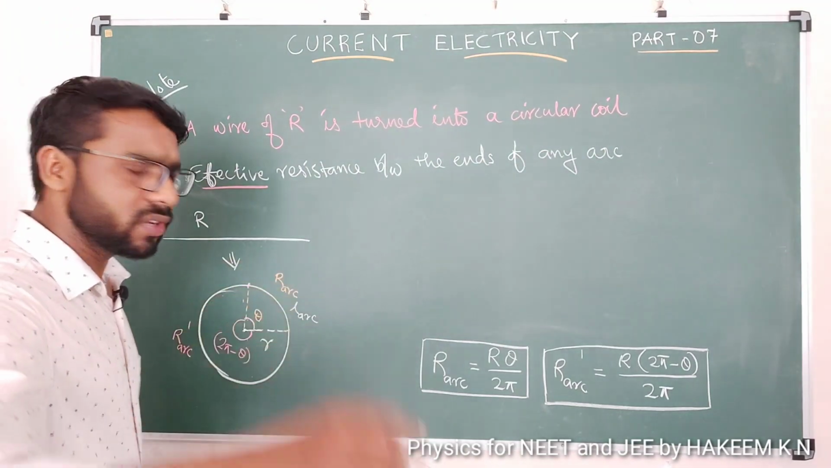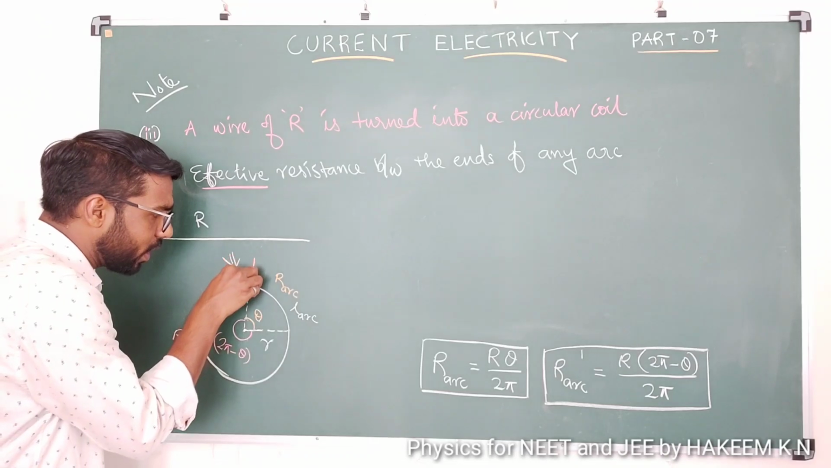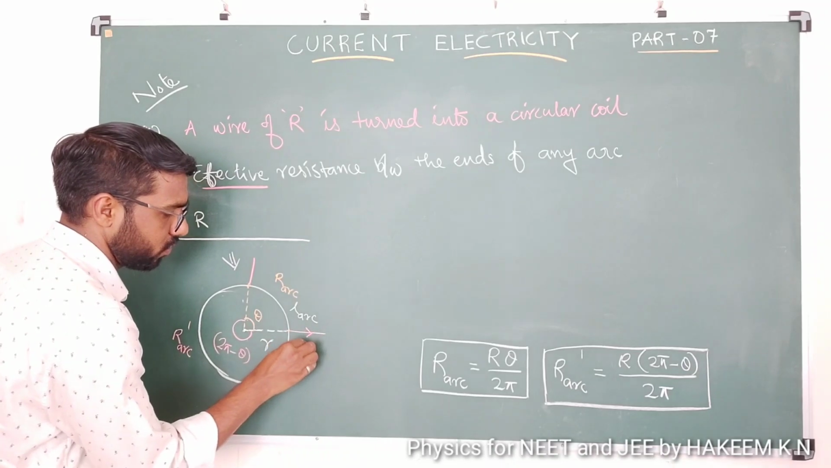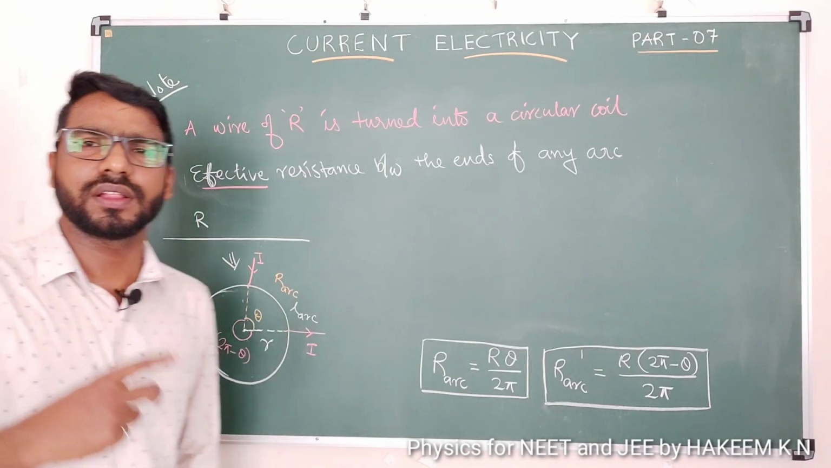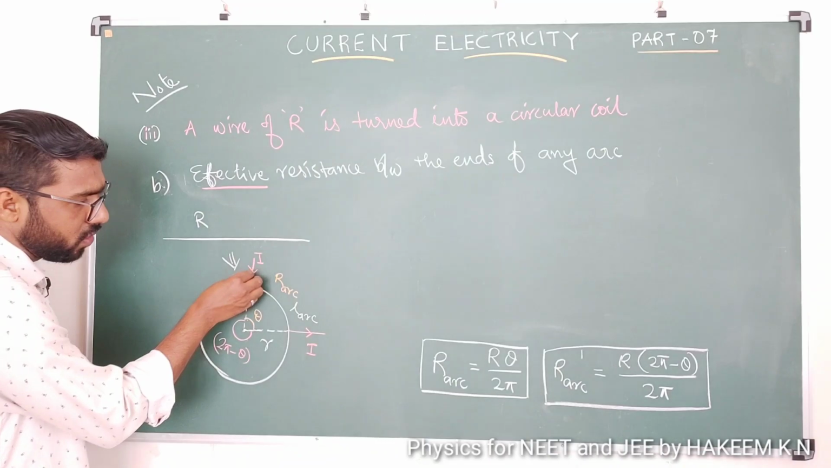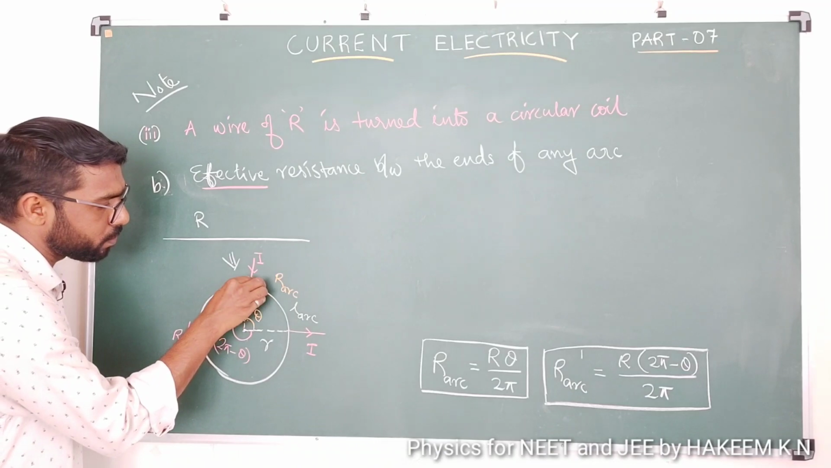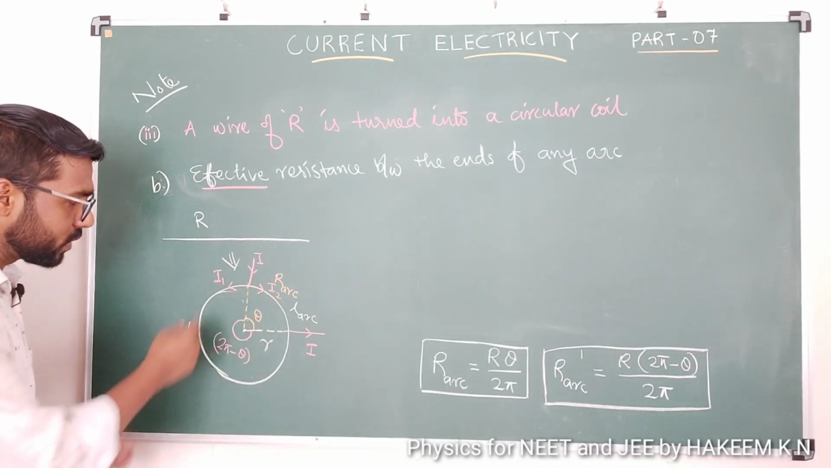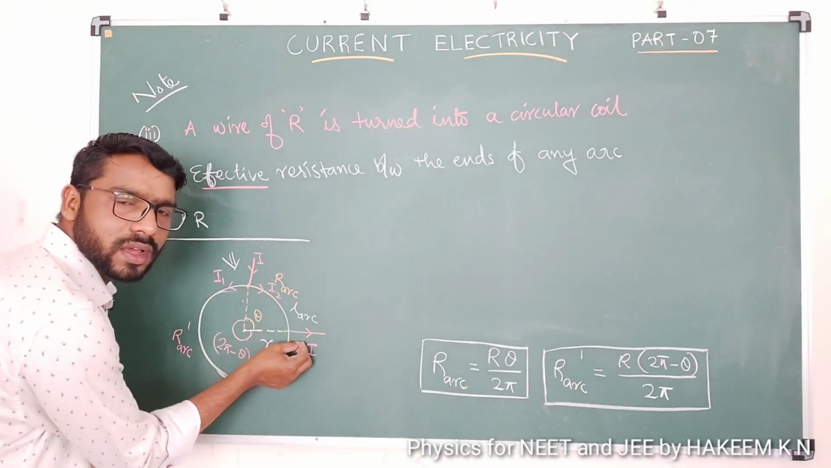Then to find effective resistance, we have to assume current entering at one point, at one end of the arc, and current leaving from the other end. To find effective resistance, we always have to assume the current in the network. So current entering at one end and leaving from the other. So the current divides into two pieces, right? I1 and I2.